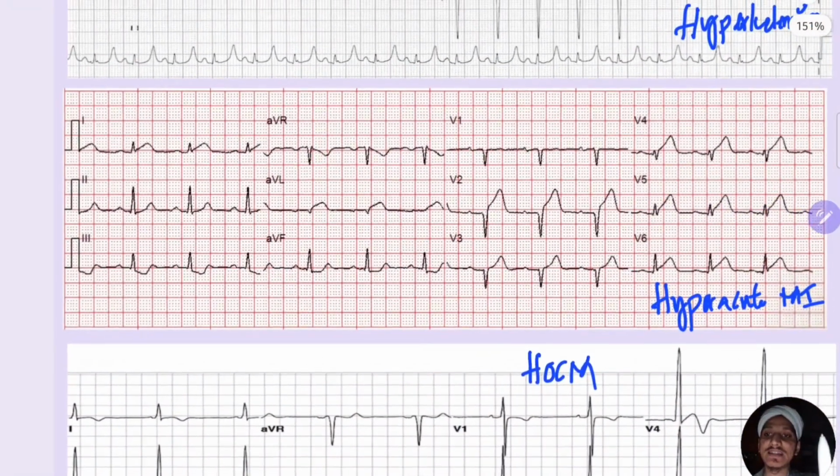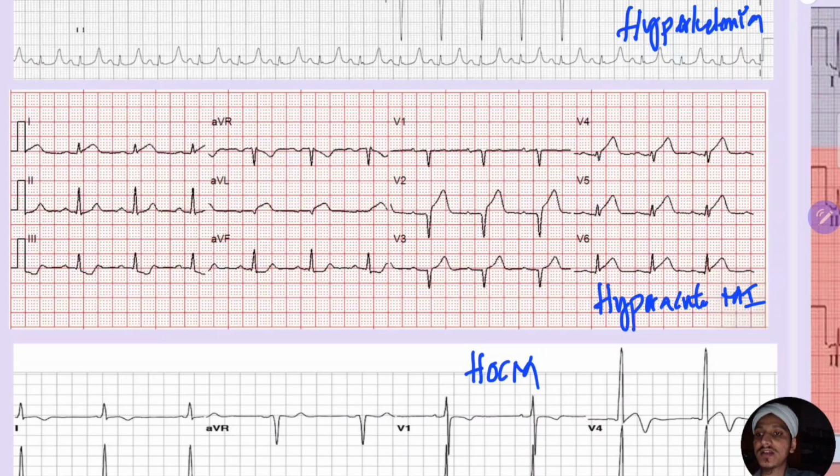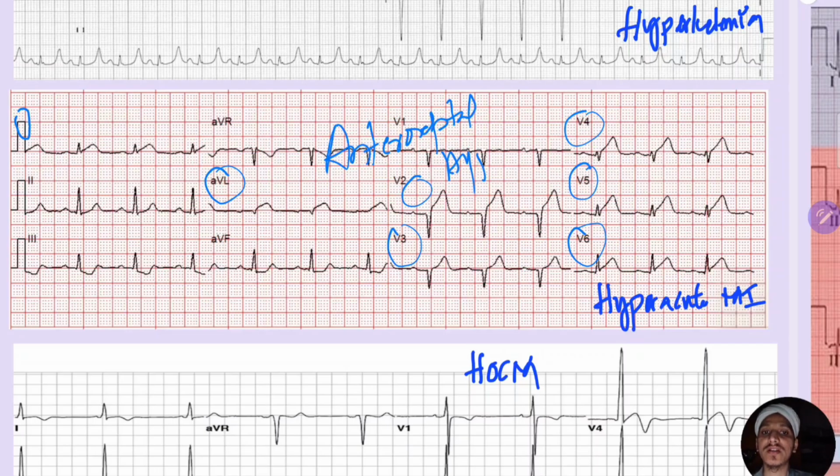Now you see the leads. Which leads are involved? It is 1, aVL, V2, V3, V4, V5, V6. It is anteroseptal hyperacute MI. Sorry, anteroseptal hyperacute MI.